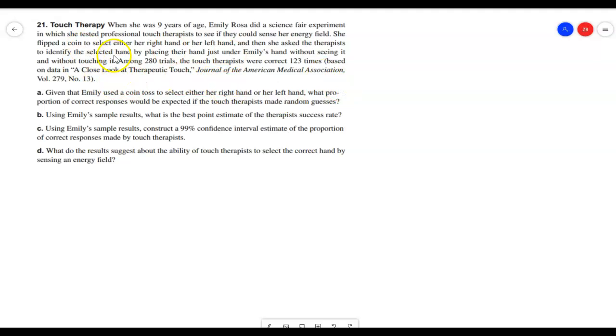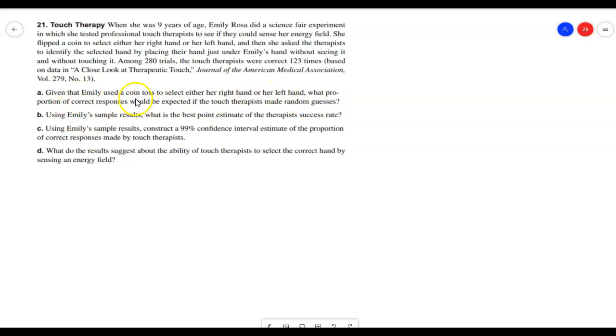All right, so what she was doing was she flipped a coin and she either put it in her left hand or her right hand, and then she was asking the touch therapist to see if they could figure out which hand the coin was in. And out of the 280 trials, they were correct 123 times.